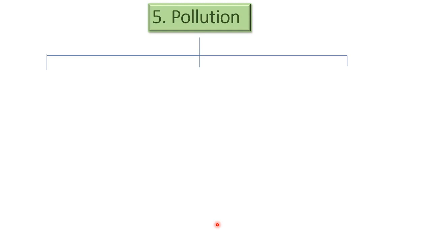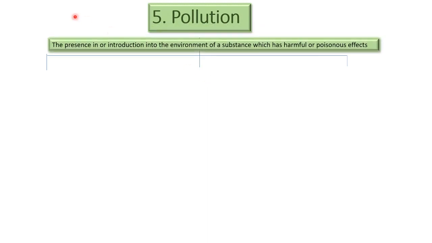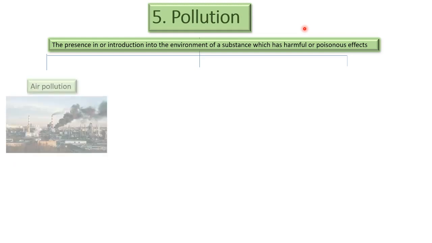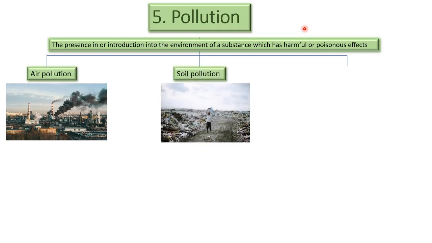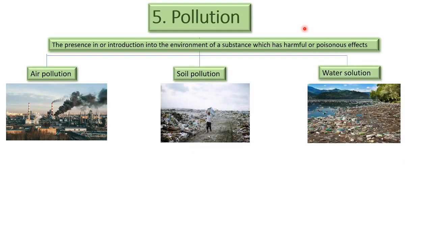Now coming to our fifth threat, which is pollution. Pollution is the presence in or introduction into the environment of a substance which has a harmful or poisonous effect. That is, any substance which is present in the environment having harmful effects is termed as pollution. Now, pollution is of three types: air pollution, soil pollution, and water pollution.